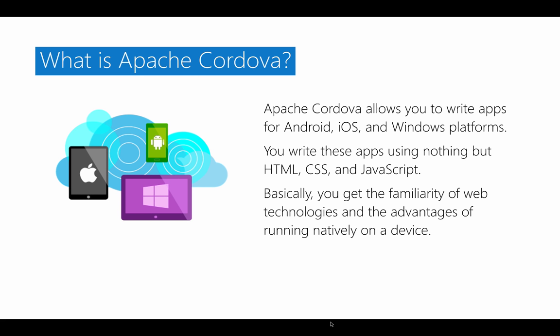It doesn't matter that you might need to know C Sharp or C++ for Windows apps, or Java for Android, or Objective-C or Swift for iOS. You can get away with just writing web technologies that you're probably familiar with, which is HTML, CSS, and JavaScript, and have Apache Cordova take care of providing all the functionality needed to have your app work beautifully on all these various devices. And the way this really works is this.